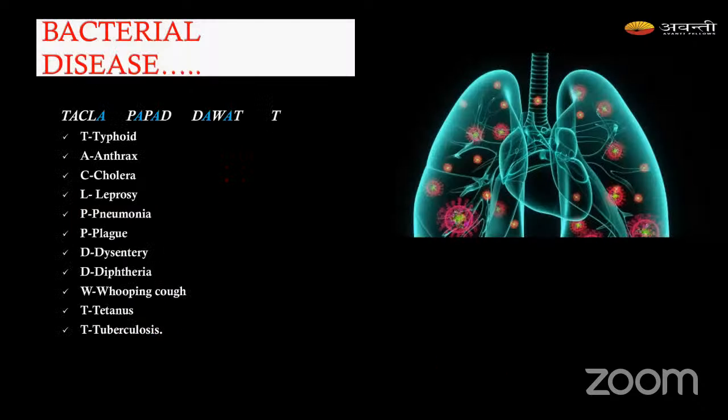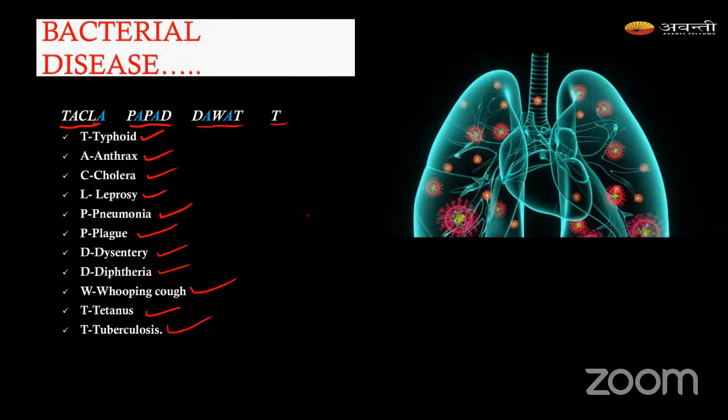Okay. See here, these are the bacterial diseases. So here I have given the mnemonic for you, easy to remember. T means typhoid, and A means anthrax: typhoid, anthrax, cholera, leprosy, pneumonia, plague, dysentery, diphtheria, whooping cough, tetanus, tuberculosis, okay?